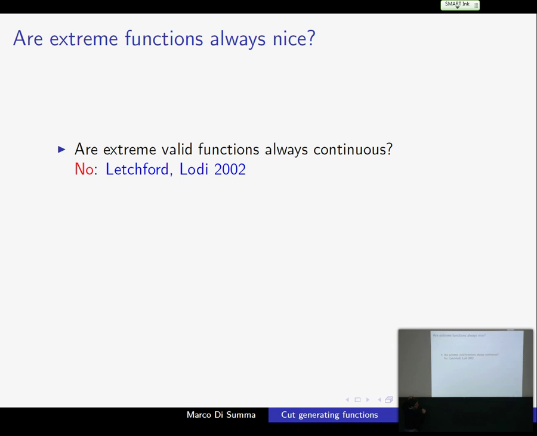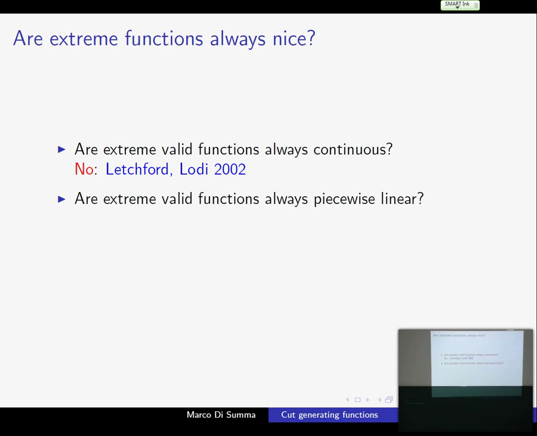And essentially, they give a valid function, and they prove that it's extreme. For a single row, I'm talking now of a single row, and the function looks more or less like this, something like, not sure it's correct, but something like this. So you have really jumps at the breakpoints. Okay, so there are extreme functions that are not continuous, but still this is piecewise linear. I mean, it's linear between any two consecutive breakpoints. So maybe is it true that extreme valid functions are always piecewise linear?